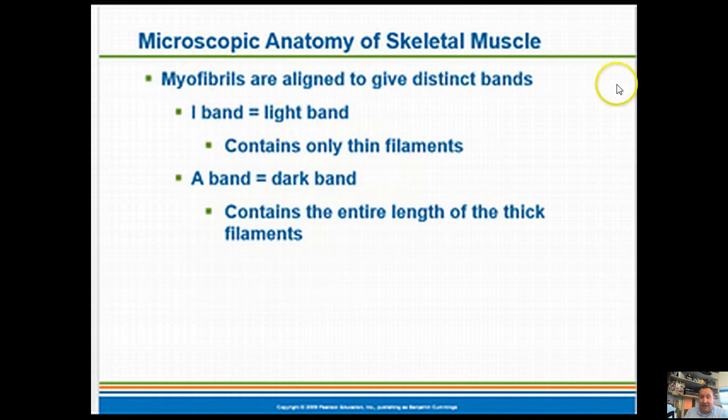Here's what I'm talking about, the I bands. Remember, the I bands are light bands. And they're light bands because there's less stuff associated with them, which gives them a lighter color. A bands tend to have more stuff associated with them that tends to give them a lot darker color. So that's the I bands and the A bands when we take a look at the microscopic anatomy of the actual skeletal muscle.